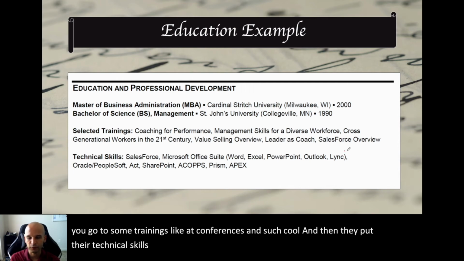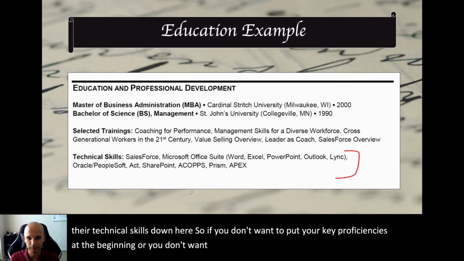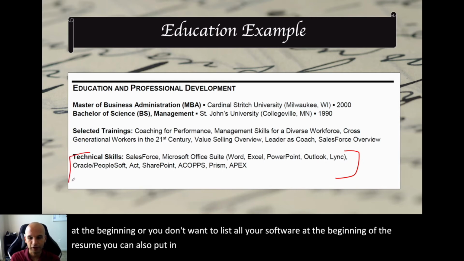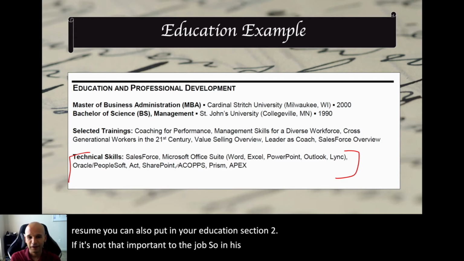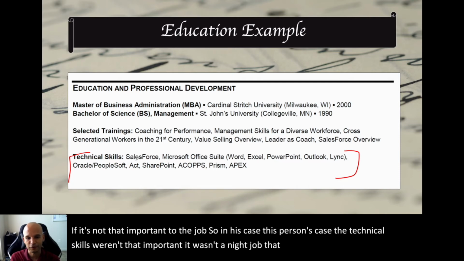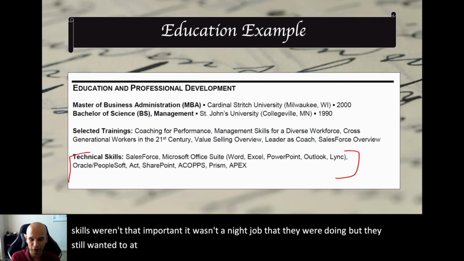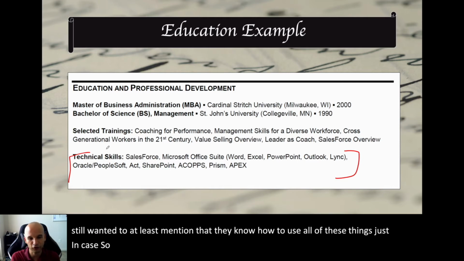So if you don't want to put your key proficiencies at the beginning, or you don't want to list all your software at the beginning of the resume, you can also put it in your education section too, if it's not that important to the job. So in this person's case, the technical skills weren't that important. It wasn't an IT job that they were doing, but they still wanted to at least mention that they know how to use all of these things just in case. So they put it in their education section.